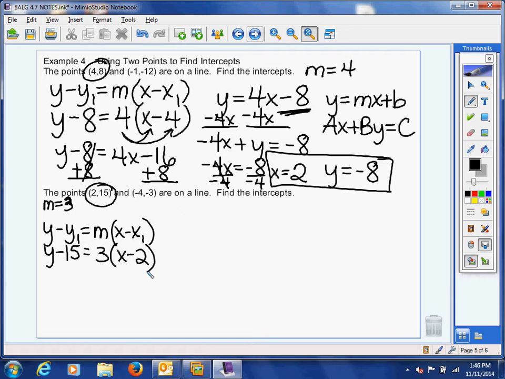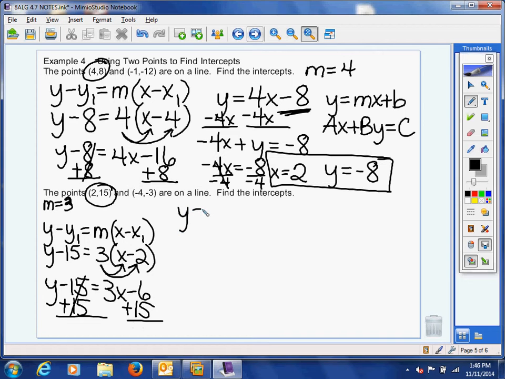So let's get rid of the parentheses. Let's turn this whole thing into slope-intercept form. So let's distribute. So we have y minus 15 equals 3x minus 6. And then let's move the 15 over. Let's add 15 to each side. And it looks like our slope-intercept form is y equals 3x plus 9.